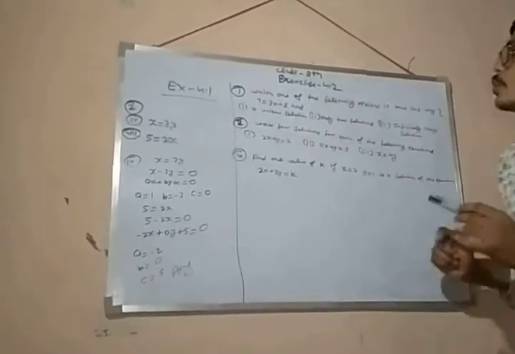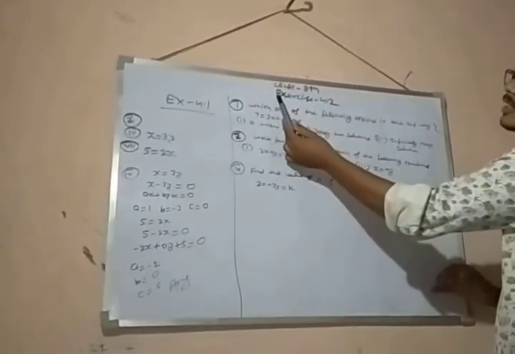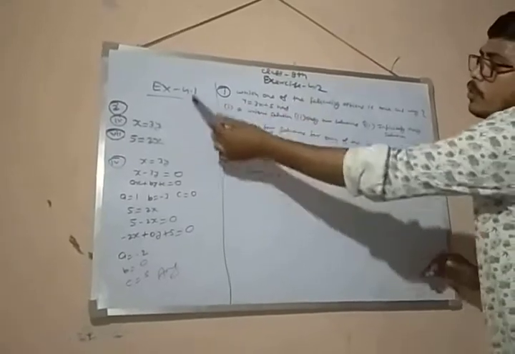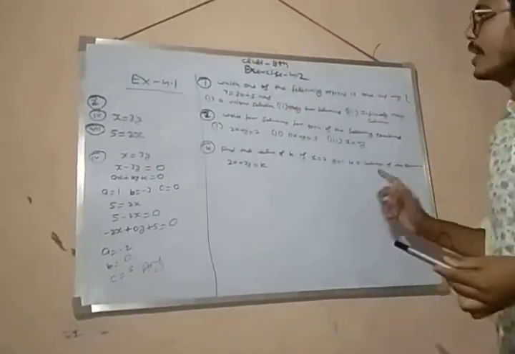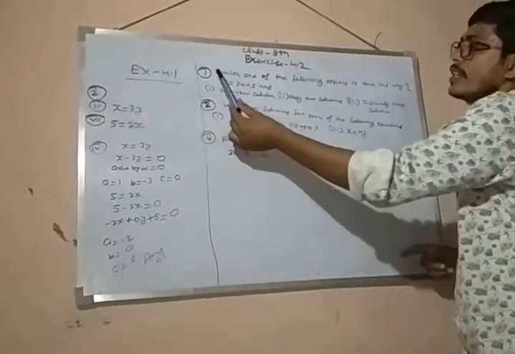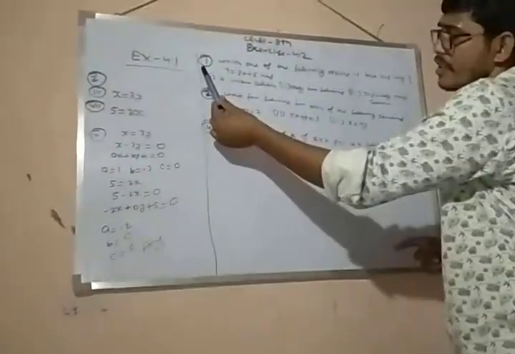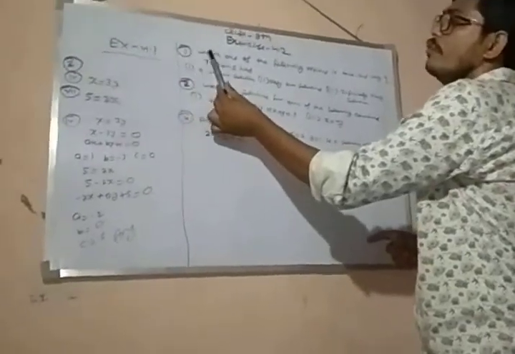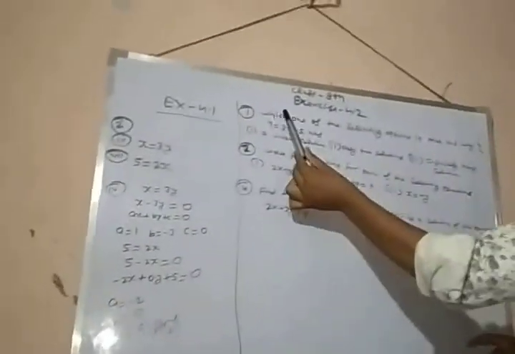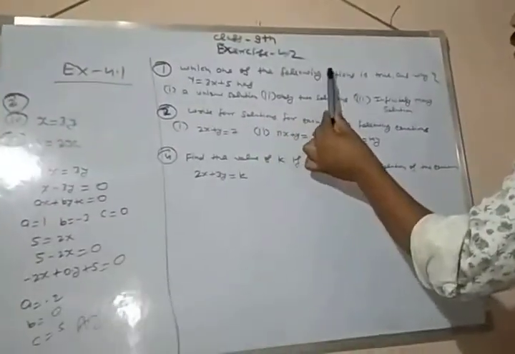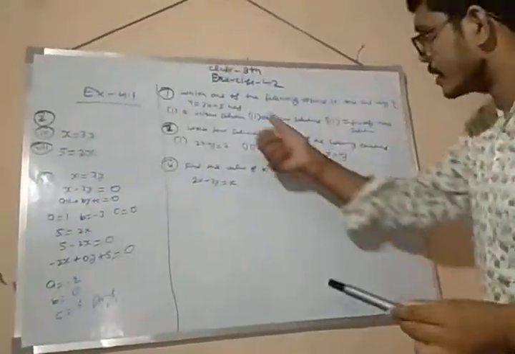Now student, once again let's go to exercise 4.2. Exercise 4.1 is completed. Exercise 4.2 is a very important exercise. Now the exercise questions are given here. First read question number 1. Which one of the following options is true and why? Which one of the following options is true and why means, इसमें से कौन सा ऑप्शन ट्रू है और क्यों?